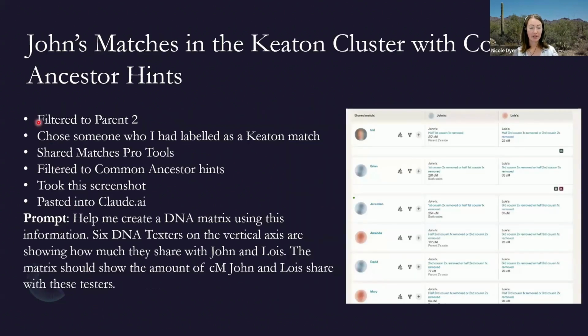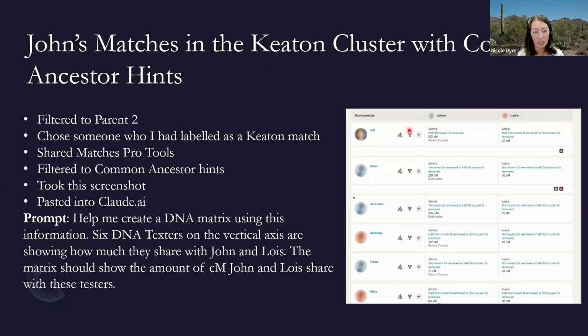I went to Ancestry. I filtered to John's parent 2, which is the right line, right side. And then I chose one of the matches who I had labeled as a Keaton match. And then I went to the shared matches for that person. And so that was Lois. And then I looked at Lois's shared matches with John, and I have the Pro Tool so I can see how much they all share with John and with Lois. And then I wanted a smaller set of matches to work with, so I filtered to people with common ancestor hints so that I would be able to put in the relationship with John.